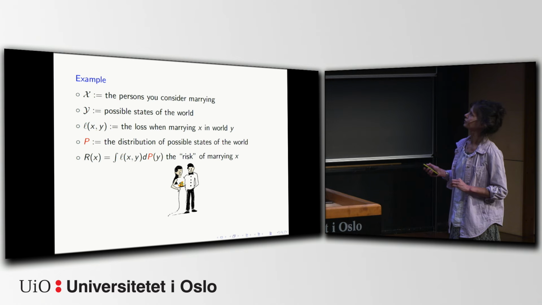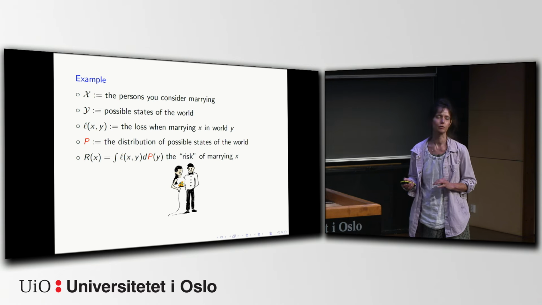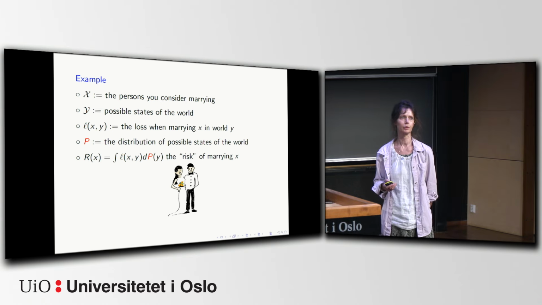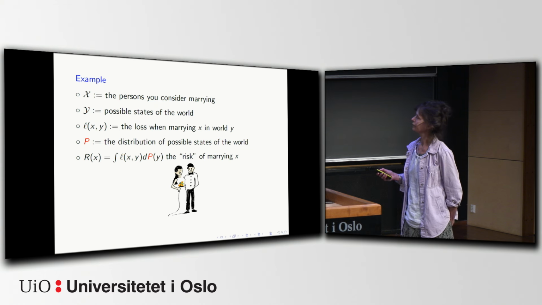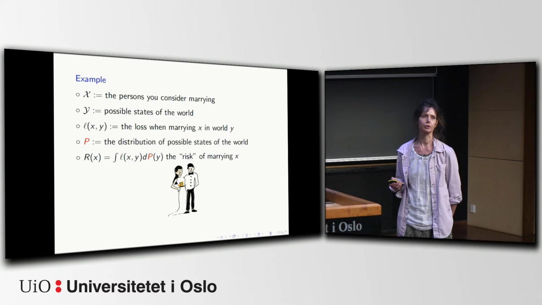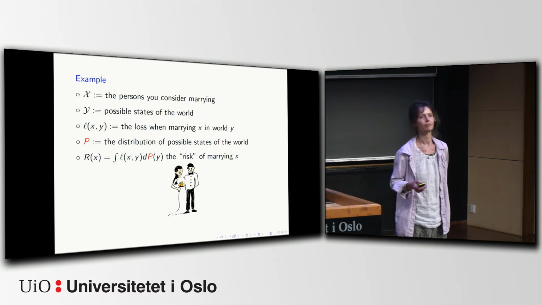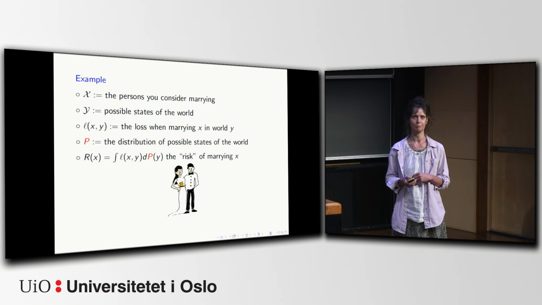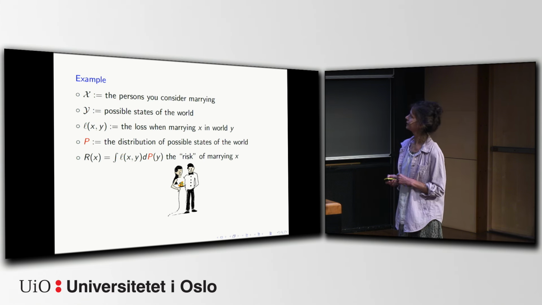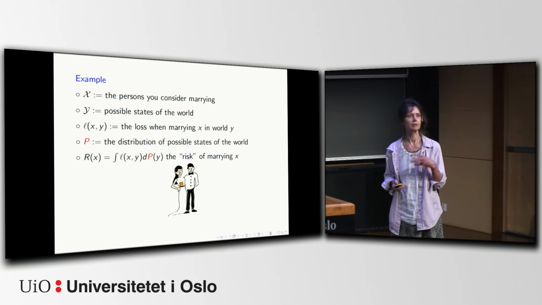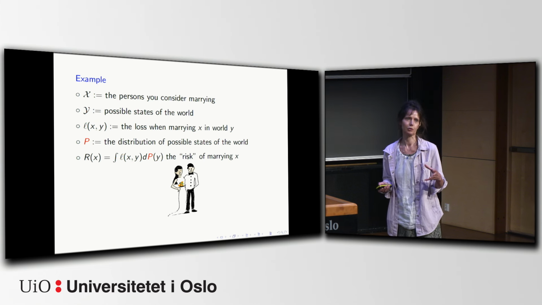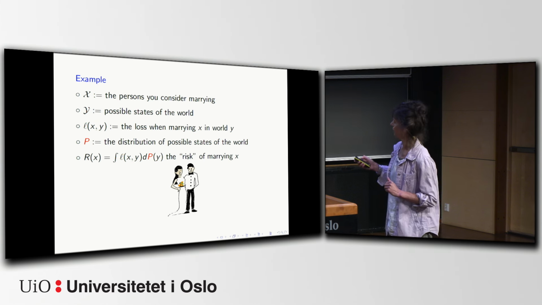And the distribution of the states of the world is unknown. So you don't know what the future will look like, how things will develop. And the risk is just the average loss when you marry person X. So it's the average gain, the average happiness, when you marry a certain person. Then you want to be as happy as possible, so you marry the person with whom you think you'll be the most happy. So that's the problem.